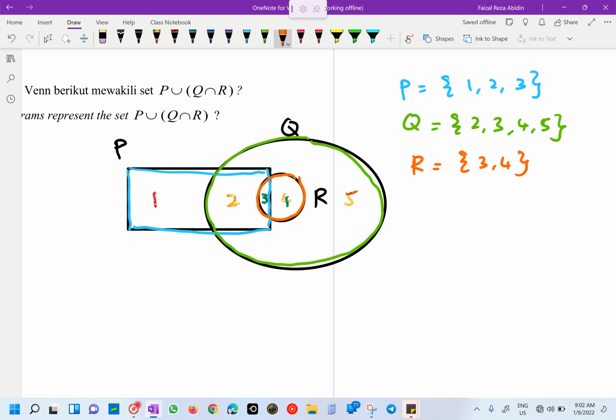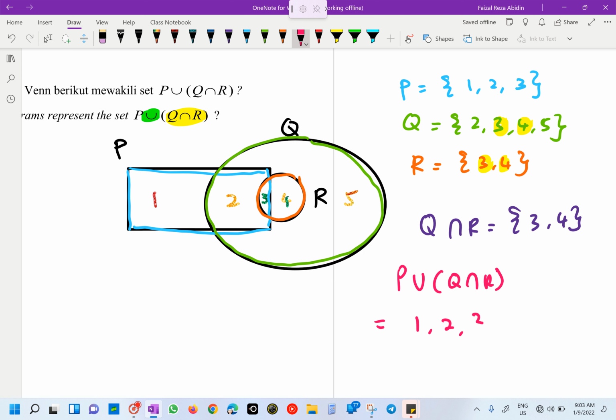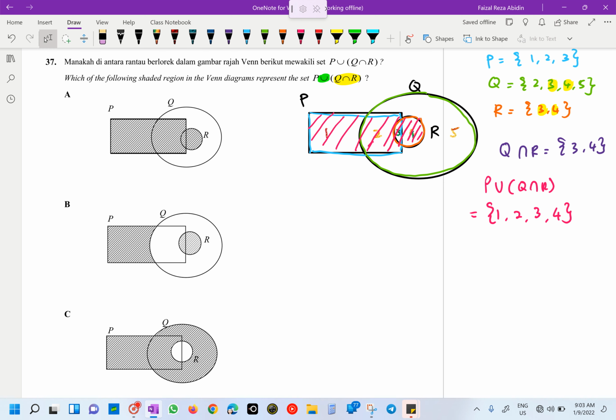Okay, first thing first, we are going to do Q intersect R. So, Q dengan R, 3 and 4. So, Q intersect R, we are going to get 3, 4. After that, we are going to get everything because it's going to be union. P union with Q intersect R, kita akan dapat 1, 2, 3, 4. So, pergi dekat 1, 2, 3, 4 ni, kita buat apa? Lorekkan. Ini saja. So, which one is going to be our answer there?